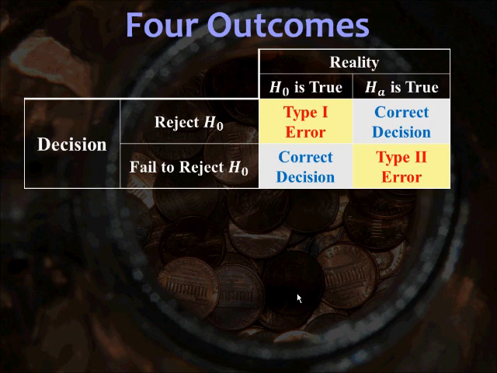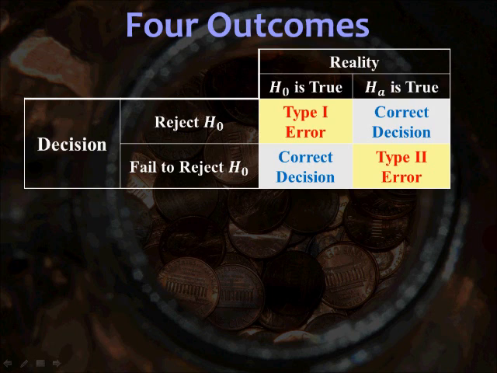So there are basically four outcomes. We can reject the null when the null is true. That's what we call a type 1 error. In other words, you reject the null when the null is actually true. If you reject the null when the alternative hypothesis is true, you've made the correct decision. If you fail to reject the null when the null is true, you have made the correct decision again. However, if you fail to reject the null when the alternative is true, then you've committed a type 2 error.